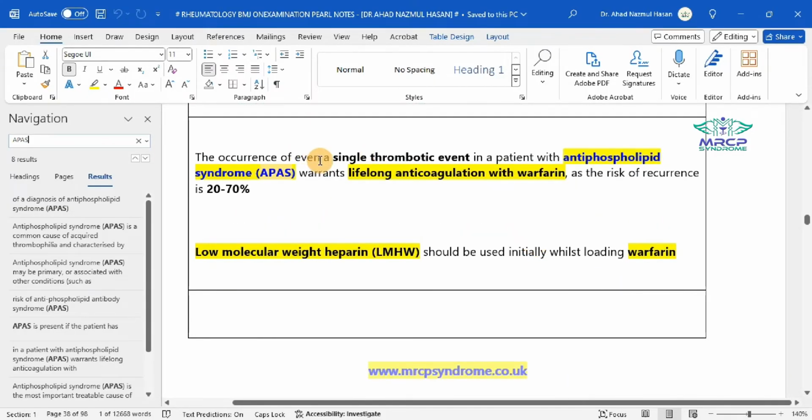The occurrence of even a single thrombotic event in a patient with APS warrants lifelong anticoagulation with warfarin, as the risk of recurrence is 20 to 70%. Low molecular weight heparin should be used initially while loading warfarin. And based on new evidence, they also suggest that you can go for a direct oral anticoagulant as well.